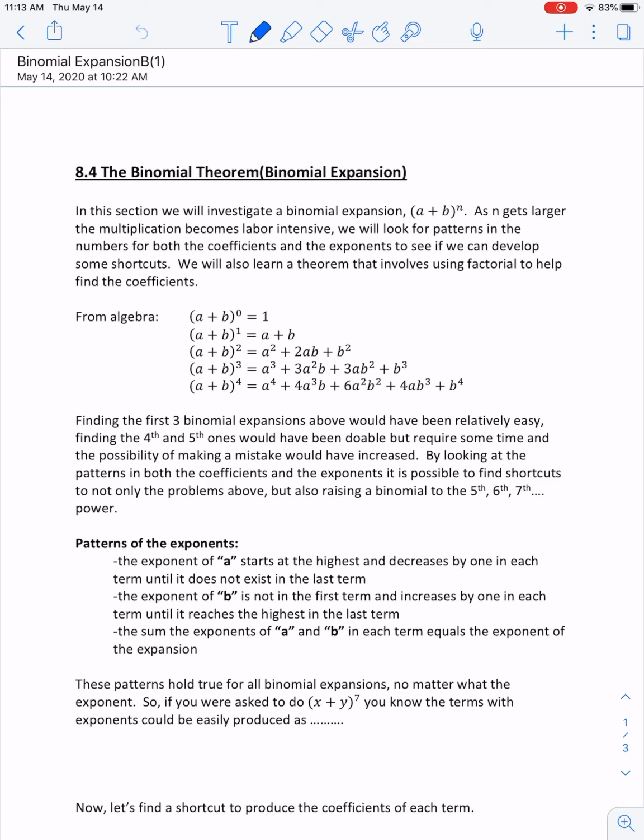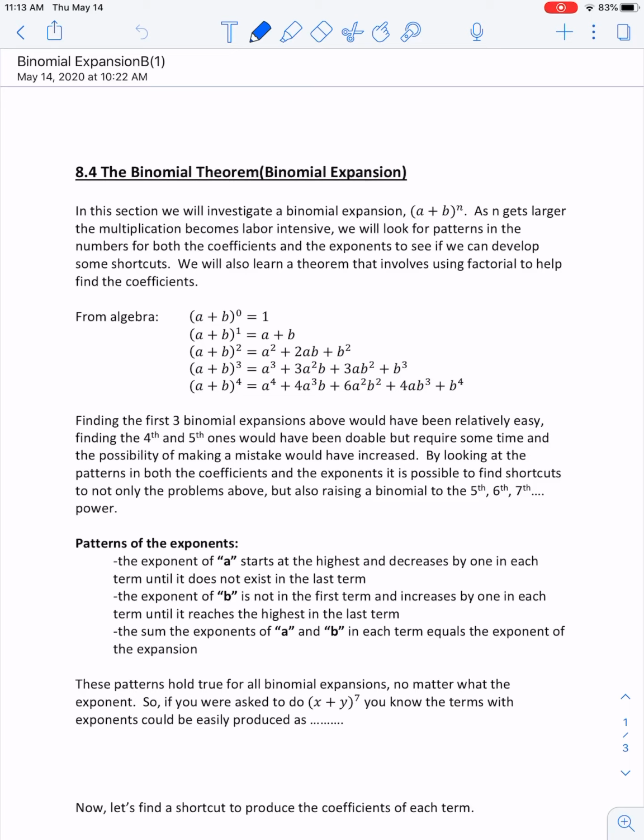And then vice versa, the second variable, in this case b, is non-existent in the first term, but then increases by 1 power in each successive term until the very last term, where it's at its highest. So the first variable decreases in power 1 at a time, and the second variable increases by 1 power at a time. You can also see that if you looked at each term and added together the exponents of a and b, you would always get the same number, no matter which term you're looking at.